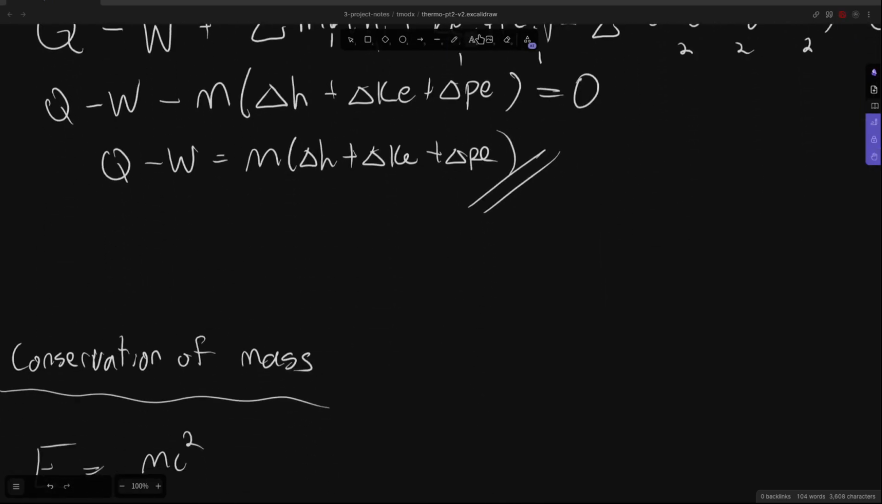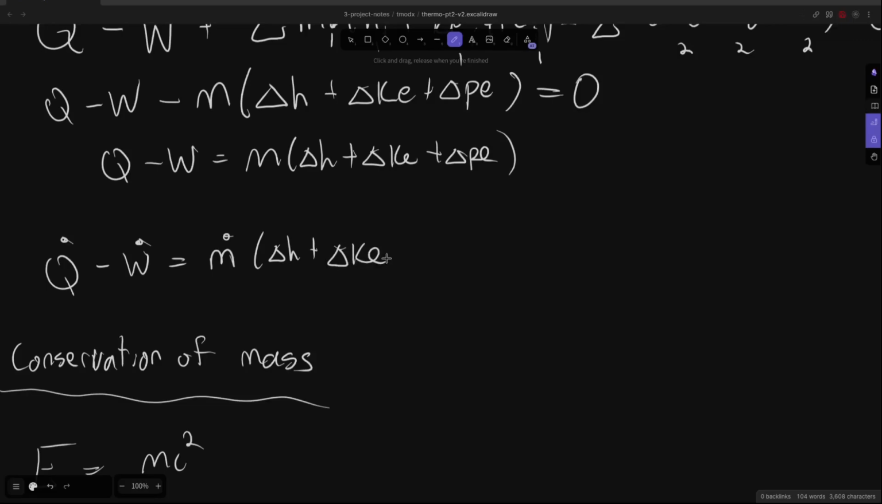So down here, the real big equation for an open system is Q dot minus W dot has to equal M dot times delta H plus delta KE plus delta PE, where I basically just divide everything through by change in time. This is the rate form. This is just the static one process form. And so that right there is the conservation of energy.